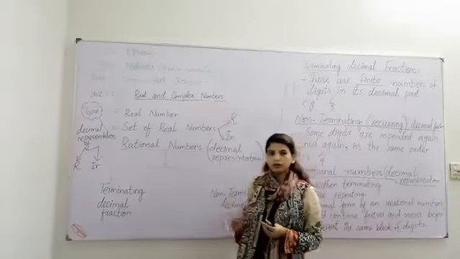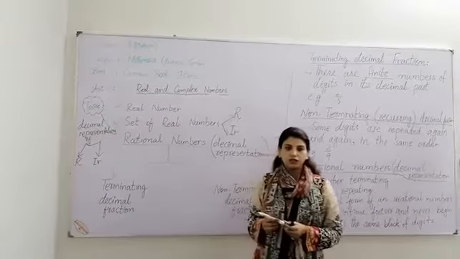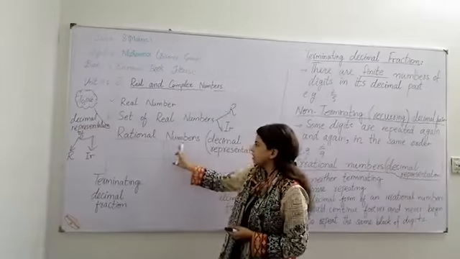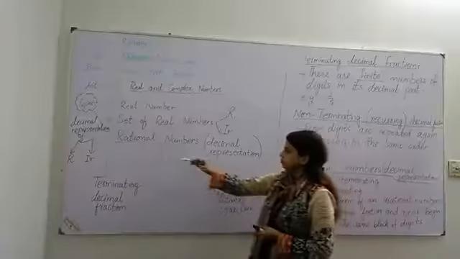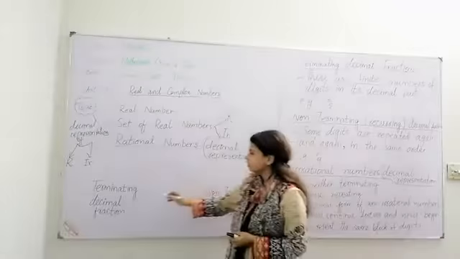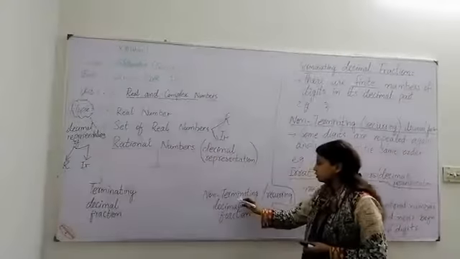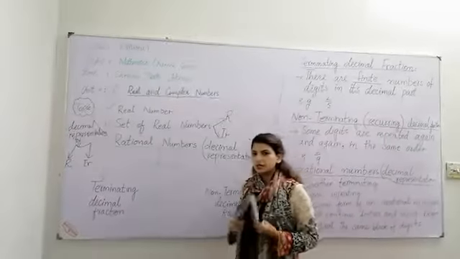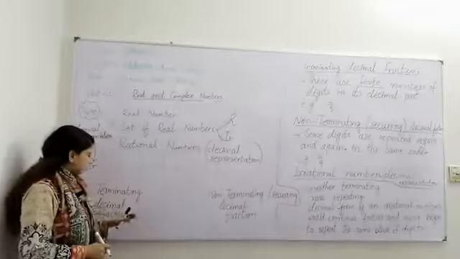As we know, rational numbers are all those numbers which are in the form of p over q, or in the form of a fraction. So let's discuss the rational numbers first. Later we will talk about the irrational numbers. In rational numbers, the decimal representation includes terminating decimal fractions and non-terminating decimal fractions.